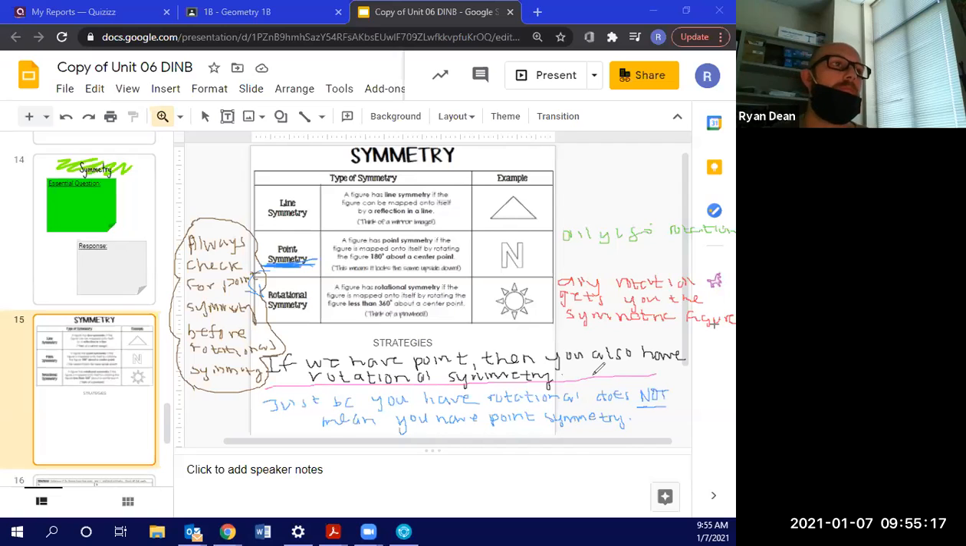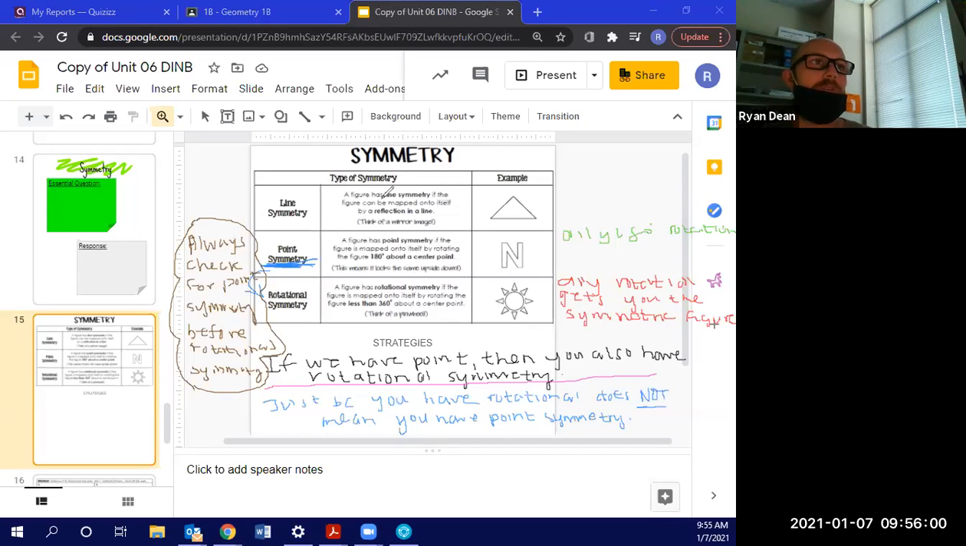But if you check for rotational symmetry first, and you say, oh, I can rotate this thing 90 degrees and I get the same shape again, that doesn't necessarily mean that you have point symmetry. So always check for point before you check for rotational. And note that for point, it's only a 180-degree rotation, so you just flip your paper upside down and you get the same thing. For rotational symmetry, it can be a 2-degree turn, a 30-degree turn, a 45-degree turn, 90 degrees, 180 degrees, any kind of turn, and you get the exact same shape again.